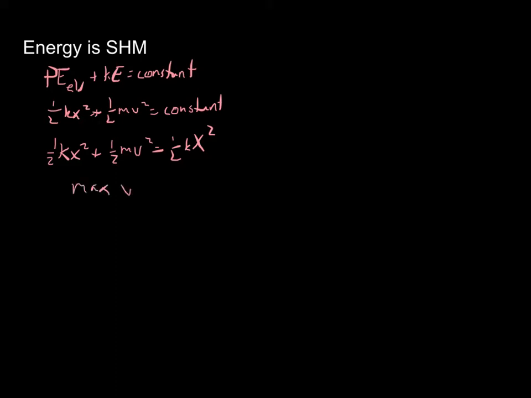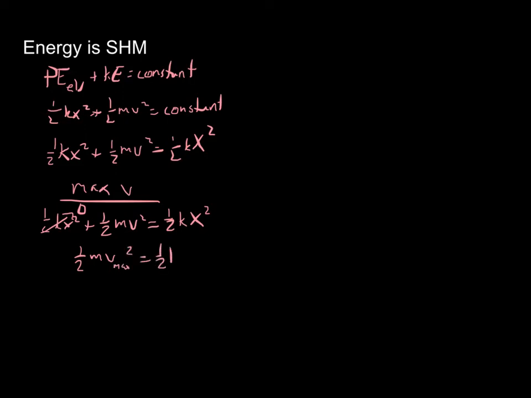At max velocity, which is a pretty good thing to be able to solve for, we have our equation 1/2 kx squared plus 1/2 mv squared equals 1/2 k times big X squared, our amplitude squared. When we're at maximum velocity, that means we are at our equilibrium position, so our distance is 0. So 1/2 m v max squared equals 1/2 k big X squared.